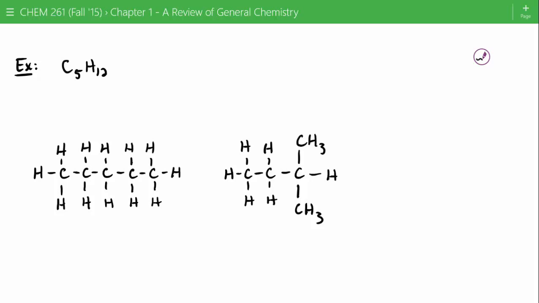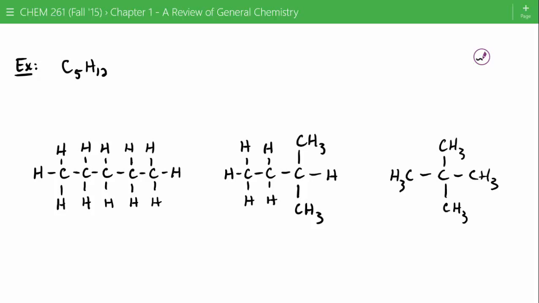And then we've got another one, where we've got a CH3 here, CH3 here, CH3 here, and a CH3 over here. So all of these have 5 carbons, 12 hydrogens. Which one has the greatest surface area? This is weird to think about. Surface area, is it really tight and compact or long and open?